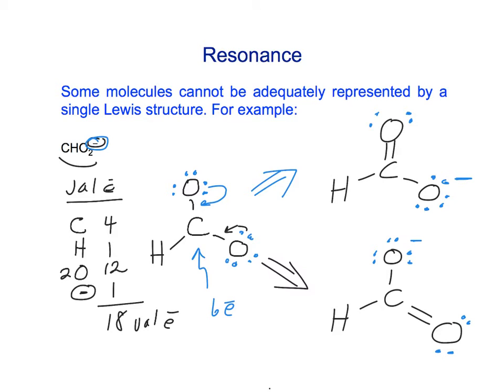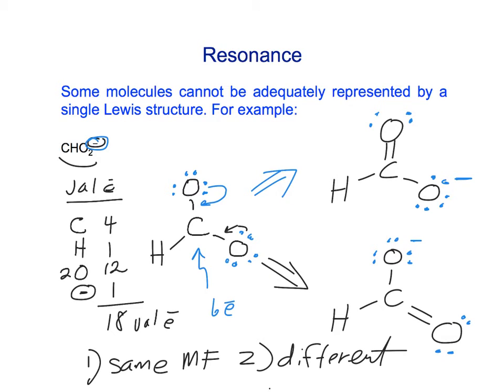All right, so what's the relationship between these 2 molecules? Well, if we compare them, we could see, number 1, they have the same molecular formula, right? Are they the same or are they different? These are different, because the oxygen that has the minus charge is a different oxygen. So if they have the same molecular formula, but they're different, that would suggest that these should be what? These should be isomers.